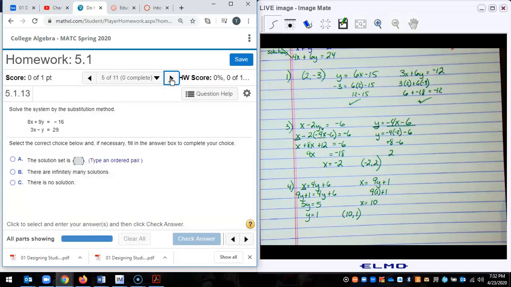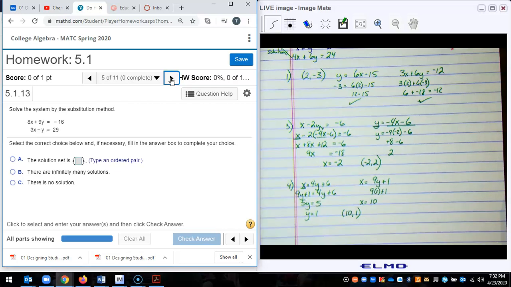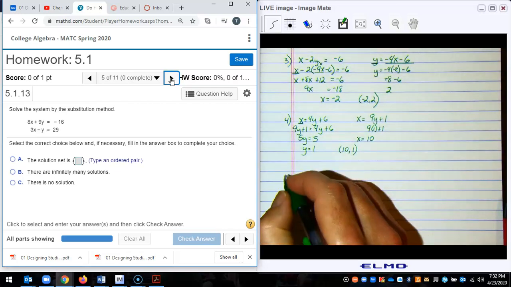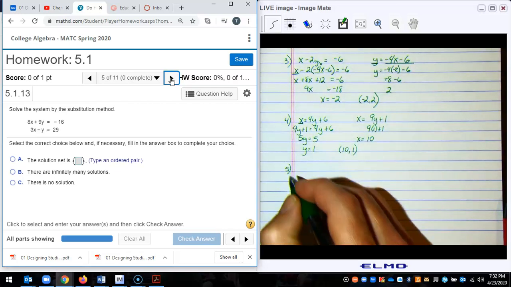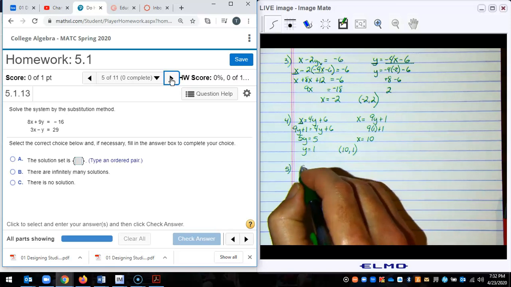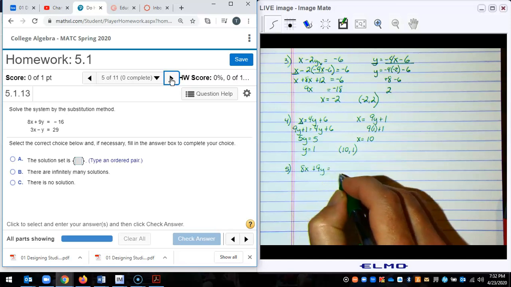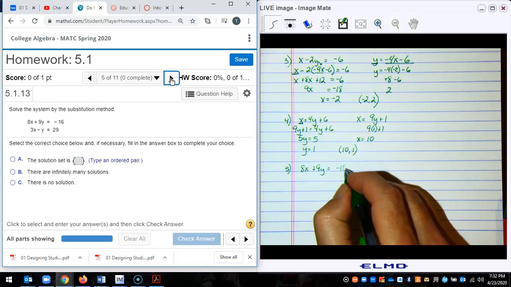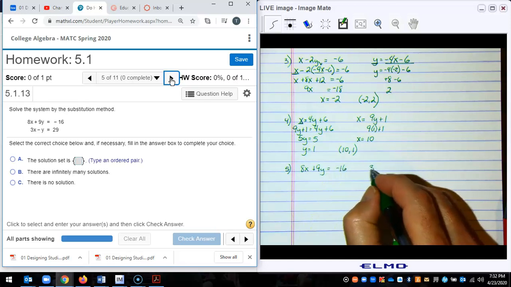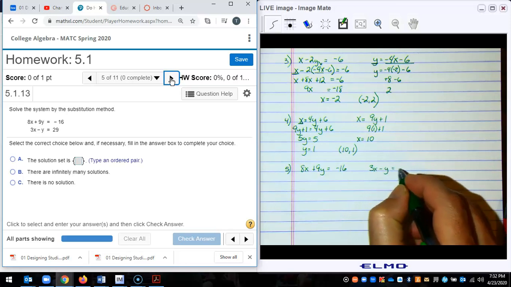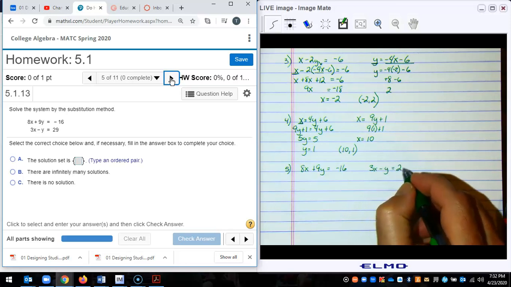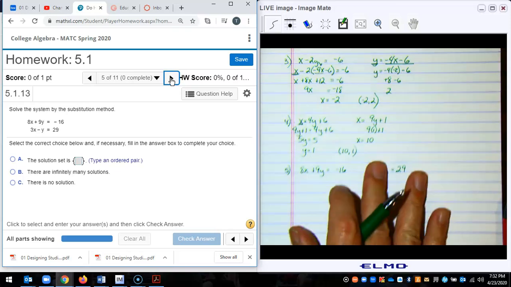Okay? So we're continuing to solve by the substitution method. I won't solve all of these because the process is the same as we move on. The only difference is how we have to set these up. In negative 16, because in this one we have 3x minus y is equal to 29. So this doesn't set up nice and neat like the other ones did.